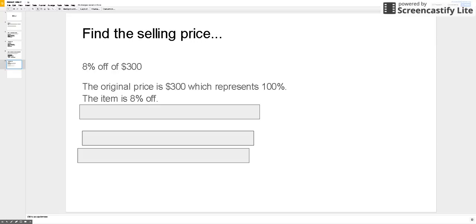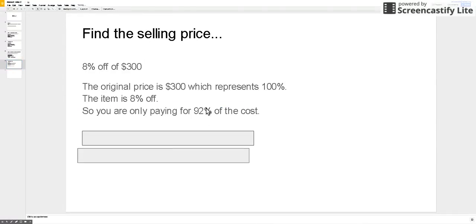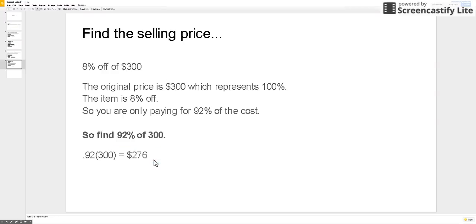Let's look at our next example. Find a selling price if you have 8% off of $300. Okay, we're going to use the second method in this example as well. So if the original price is $300, that represents 100%, okay, and the item is 8% off, we are paying for 92% of the cost. If we're paying for 92% of the cost, we can find 92% of 300, okay, which we would have to do 0.92 times 300.